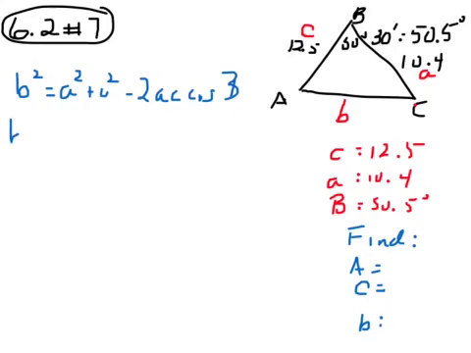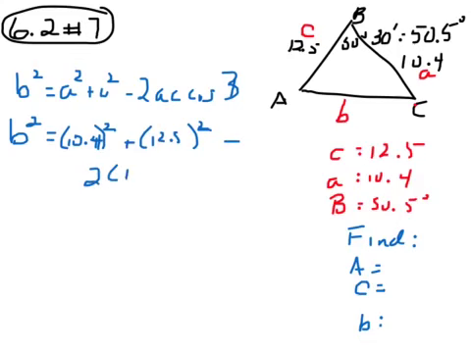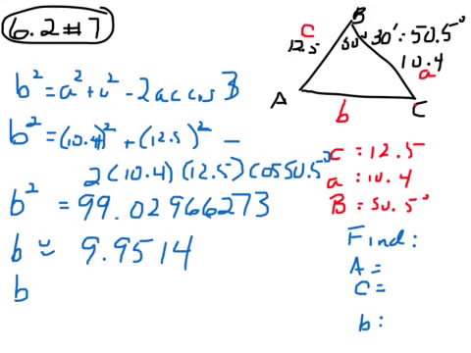All right, so we're trying to find B squared first. A squared is 10.4 squared. Then C squared is 12.5 squared, minus 2 times A times C, and then we want the cosine of B, and B is 50.5 degrees. And so this is definitely something we'd want to do in our calculator.